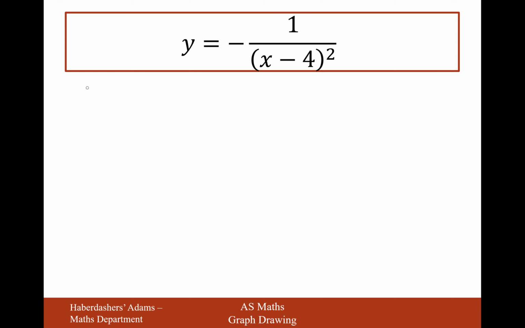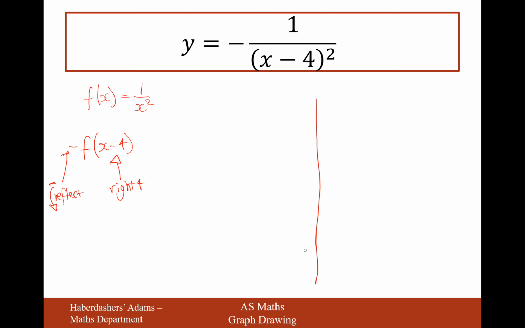Okay, moving on to the next one. Here the parent function is going to be 1 over x squared. And what transformations do we have going on here? Well, it's going to be a minus symbol at the front, and then x minus 4 inside the brackets. This will move it right by 4, and then it will be a reflect up to down.